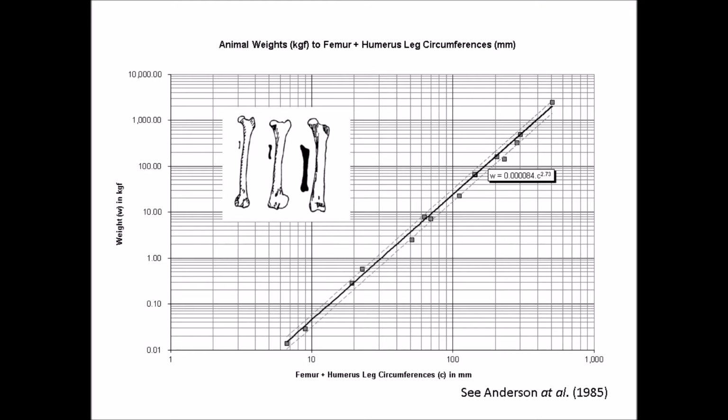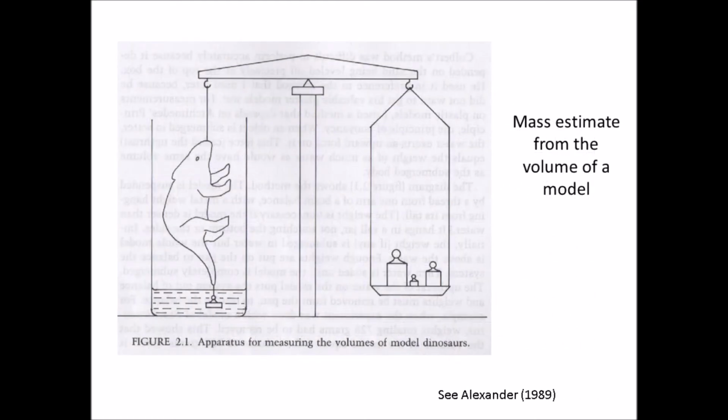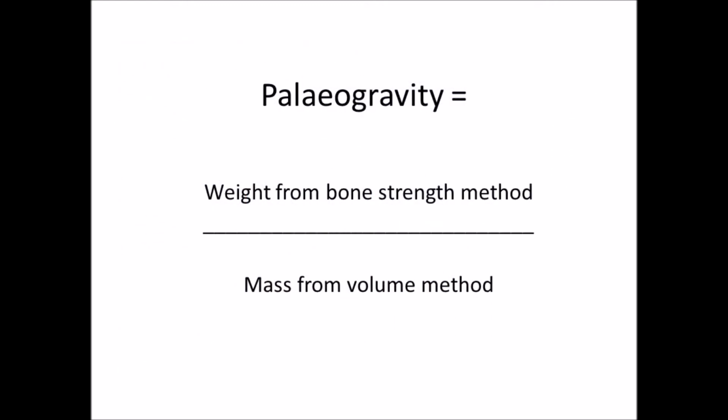Now let's consider how we could calculate mass. The mass of an animal can be calculated by measuring the volume of a scale model and then multiplying that by the relative scale and density of the animal. Paleontologists have produced accurate reconstructions of a large number of prehistoric animals from just their skeletons. These reconstructions allow the mass of the same land-based animal to be calculated from its body volume and tissue density. Paleogravity can therefore be calculated using the weight from the bone strength method and mass from the volume method.